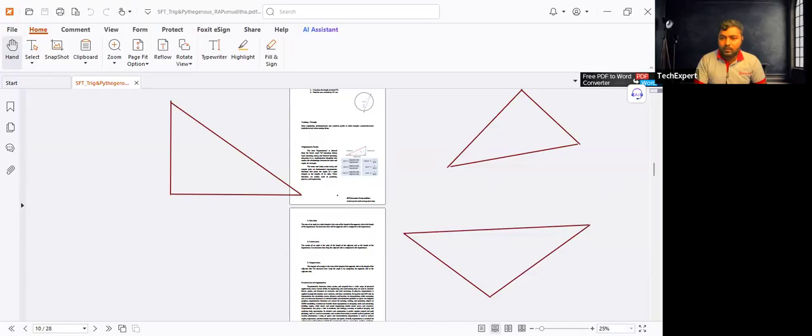Okay, the last point. The rest side, the remaining side, is known as the adjacent side.